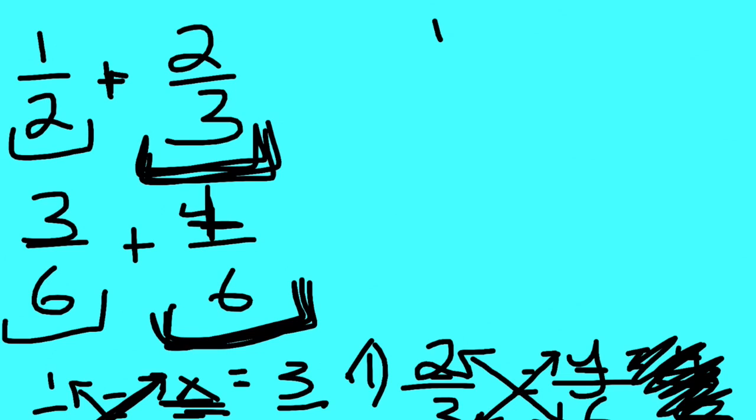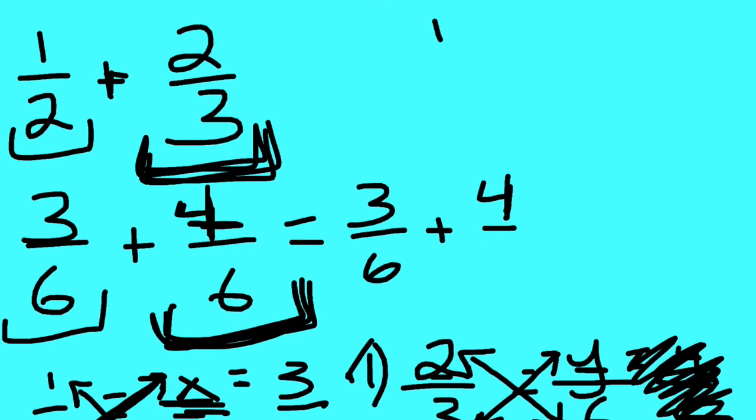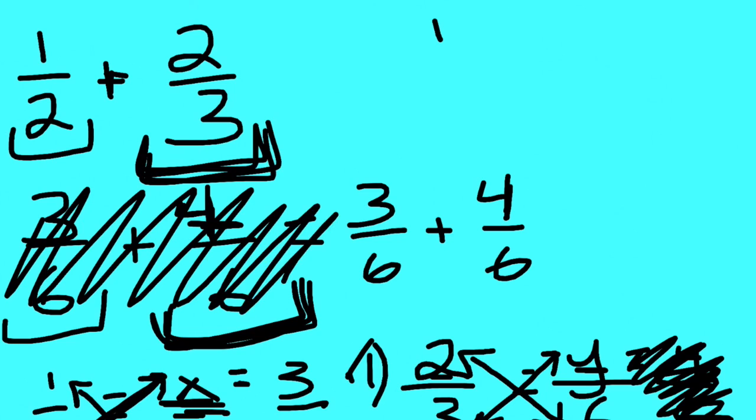So you have 4 right over here. So you have 3 over, and I'm going to write that neatly actually. Okay, so you have 3/6 plus 4/6. Now that you have common denominators, you can add the numerators. So 3 plus 4 is equal to 7.